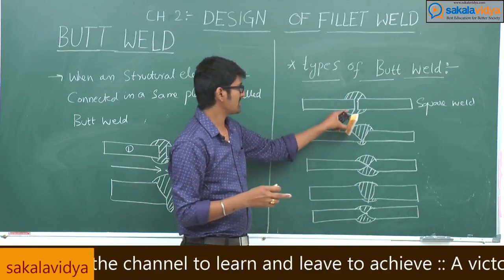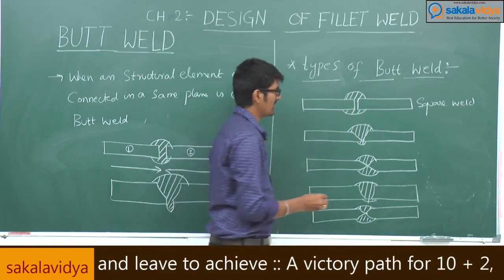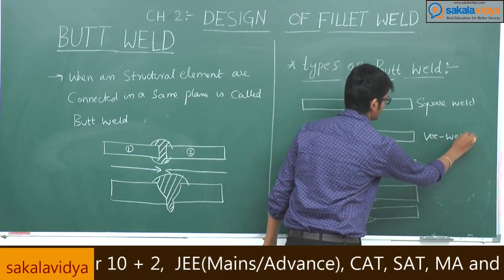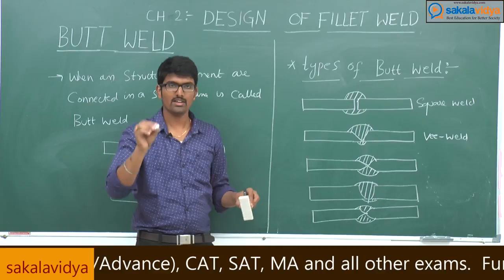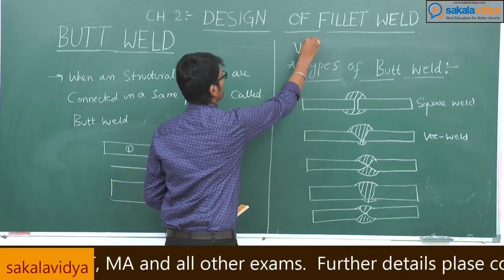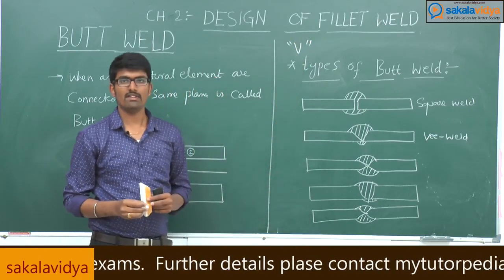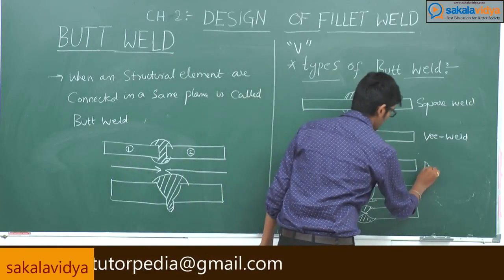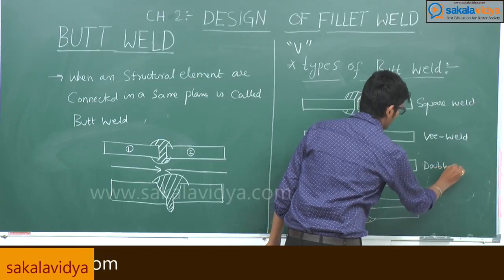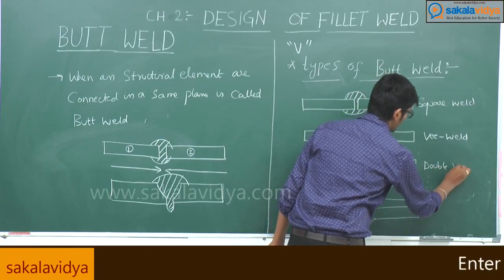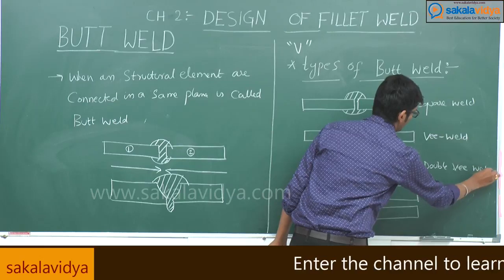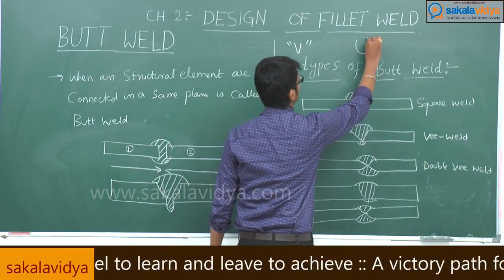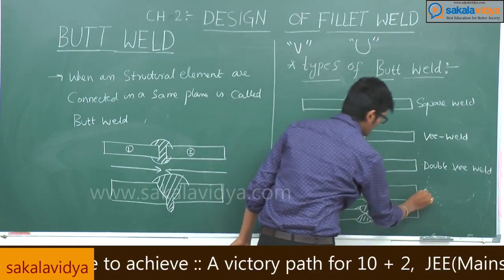See, this is square weld. The second one is V weld. Here you are having only a single V, the V weld. And here is double V weld. And this one is U weld. U means it is in the form of the shape U. This is called a U weld.